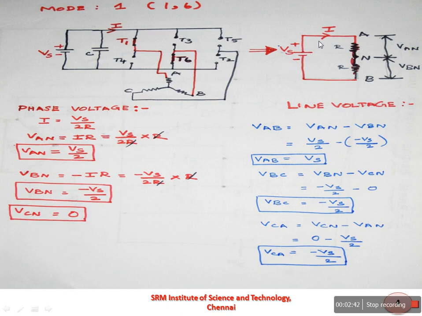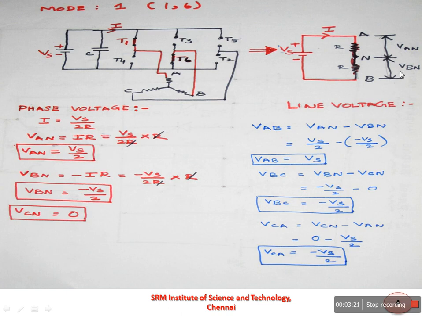Now we can find the current flowing through this closed circuit: I is equal to Vs by 2R. Using this equation, we can find the phase voltages VAN as well as VBN. VAN, the phase voltage of phase A, is equal to I into R. Substituting I as Vs by 2R into R, the R cancels and finally you get VAN is equal to Vs by 2.